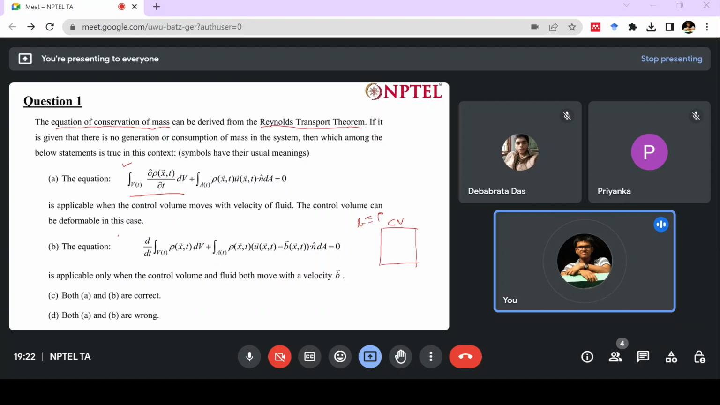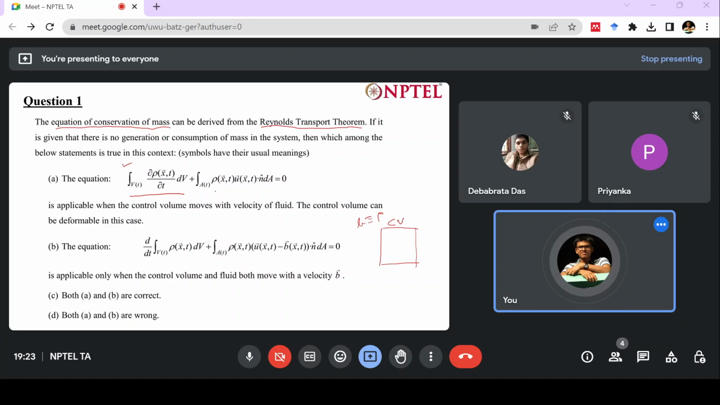So what does this first term say? The first term is giving us how much the property is changing with respect to time inside the control volume. It's a transient term. The amount of decrease or increase of the property inside the control volume is given by this first term.